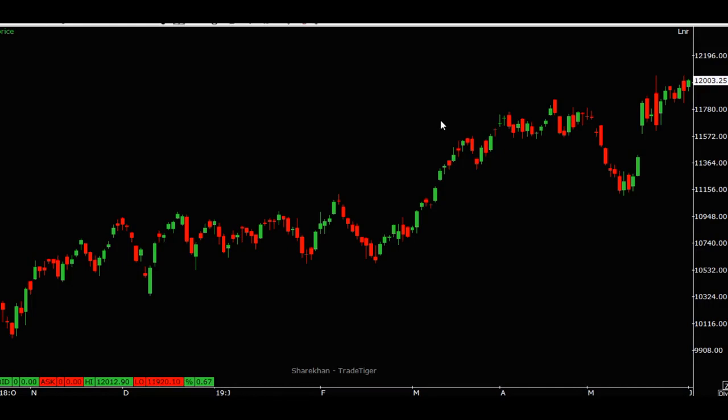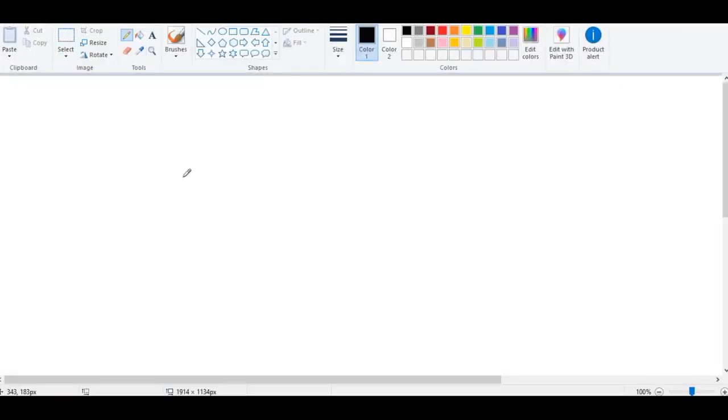Alright guys, so let's get into the first price pattern, which is known as the head and shoulders. So what is exactly a head and shoulders and how can we trade it? So a head and shoulders pattern looks like this on the charts.